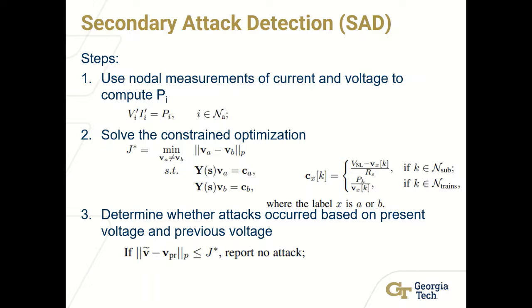To complete this detection, you'll use the three equations and first use the nodal measurements of current and voltage to compute P sub I for each of the nodes. Second is to solve the constrained equation for J using the following equation for C based on the resistance and local voltage. In step 3, the current time state of the system is compared to the previous time state, and this is compared to our J star term to determine whether to report no attack or whether to report an attack.